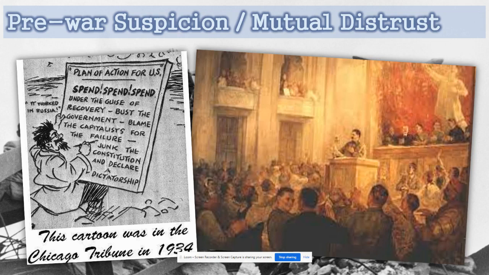And so the United States had this sense of distrust toward anyone, even Americans who were supporting the communists at any point. So before the war, there's mutual distrust on both sides.